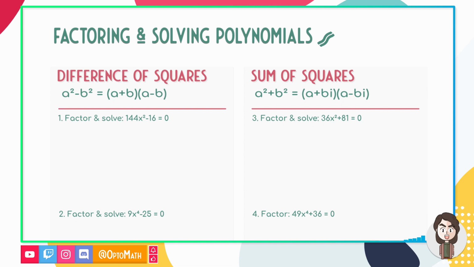Looking at our pattern here, we have a squared minus b squared equals the quantity of a plus b times the quantity of a minus b. And this is the pattern for factoring. You always use this whenever you have a binomial where it's a difference, so you've got subtraction, and the first and last term are both perfect squares.